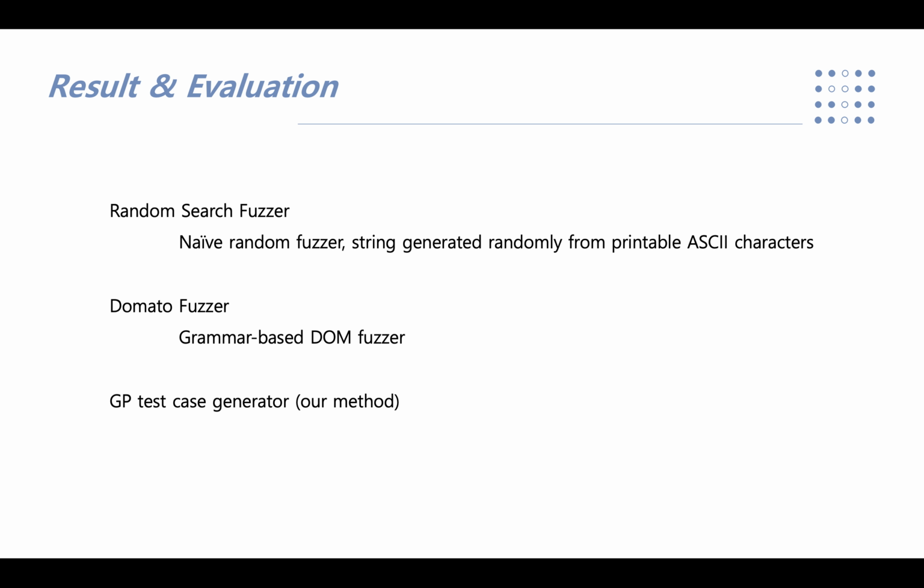For the evaluation, we compared our GP test case generator's performance to random search and grammar-based fuzzer Tomato. The random search fuzzer is a naive random fuzzer with strings generated randomly from printable ASCII characters. We run the test cases on .purify and evaluate code coverage metrics, feeding the evaluation results back to the test case generator.